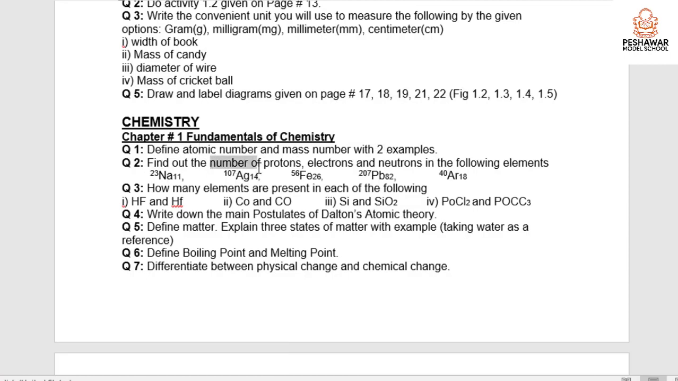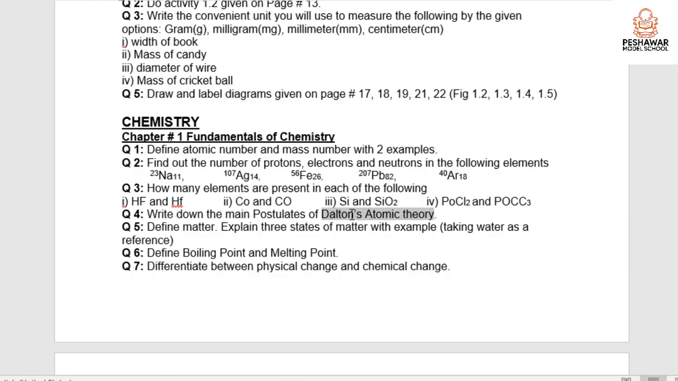Question number 2 is find out the numbers of protons, electrons, and neutrons in the following elements. You have been given elements like sodium, silver, ferrum, lead, and argon, and their atomic and mass numbers are given. You have to find out how many protons, electrons, and neutrons are present in these atoms. Now, question number 3 is how many elements are present in the following? You have been given hydrofluoric acid, carbon monoxide, silicon and silicon dioxide, and phosphoryl chloride, and you have to find the elements.